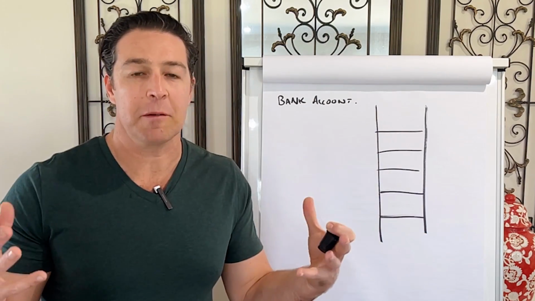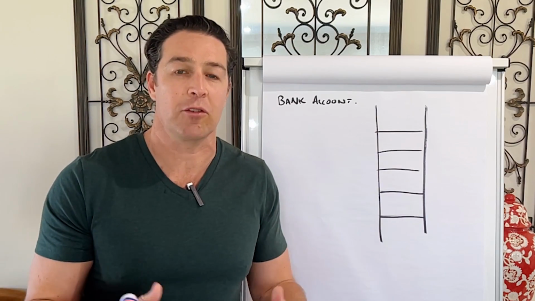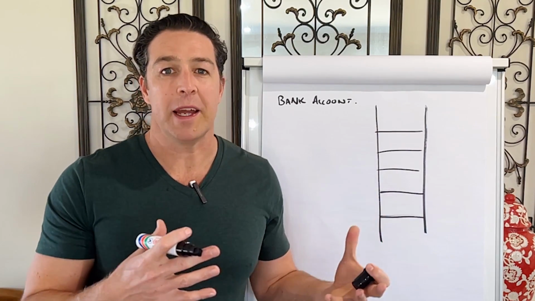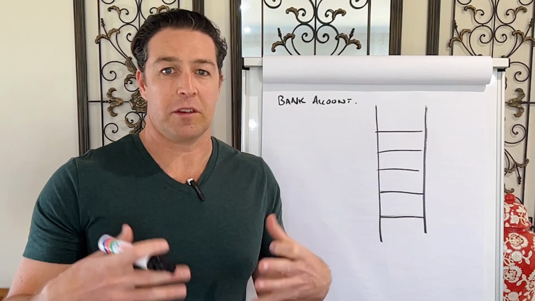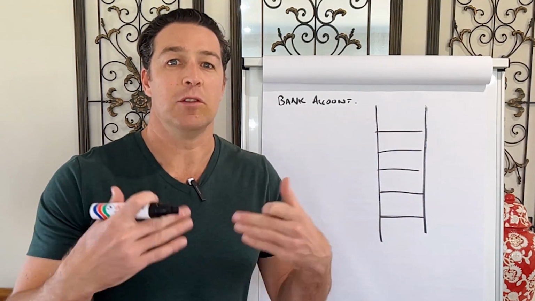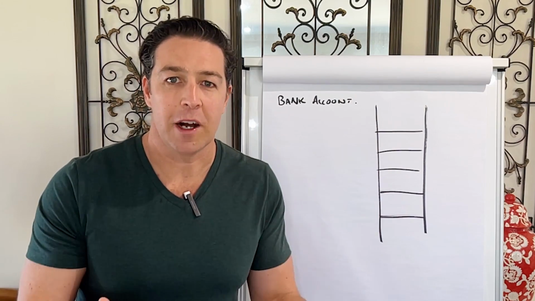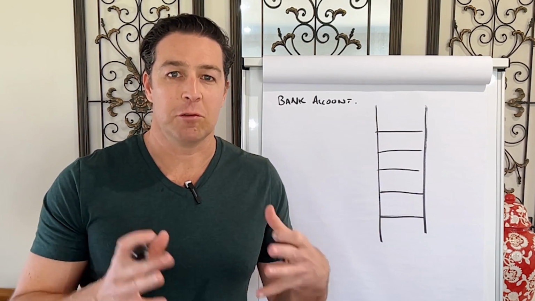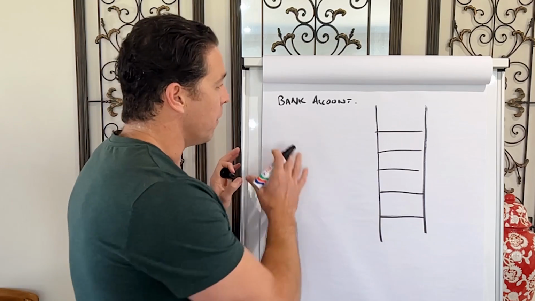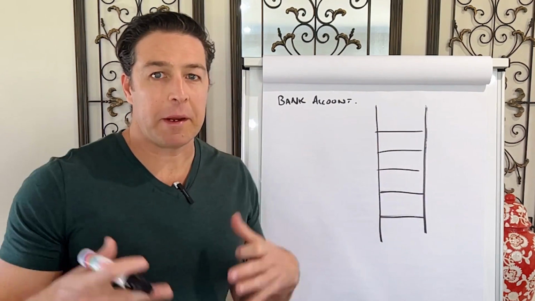But I always like to think about it like the bank account, because we want to make sure that for every withdrawal we make, we've made 5 to 10 deposits first. We're getting in there and doing it consistently. And again, the more consistent you are, the more value you give, the more you'll be able to withdraw later. So we've got our little bank account here, and we've got our engagement ladder.